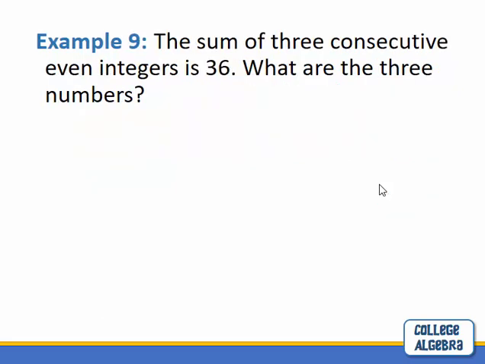Okay, one more. This one's a little more abstract. The sum of three consecutive even integers is 36. What are the three numbers? Consecutive means they come in a row. If we had consecutive numbers, we could use X, X plus 1, X plus 2, X plus 3, and so forth. If we're doing evens or odds, we have to add multiples of 2. If you're at 50, the next even would be 52, the next would be 54, and so forth. So three consecutive even numbers would be X, X plus 2, and X plus 4 if we don't know what the numbers are.